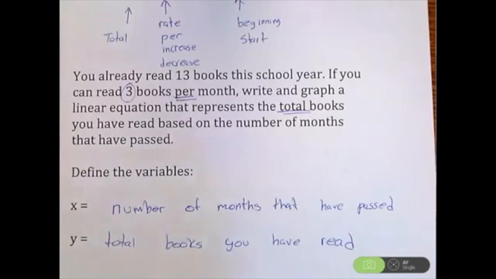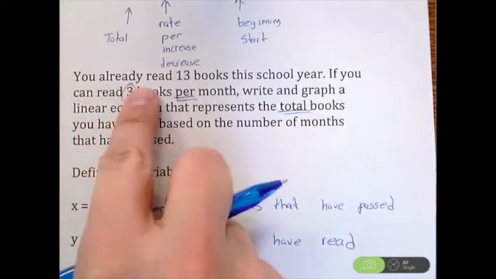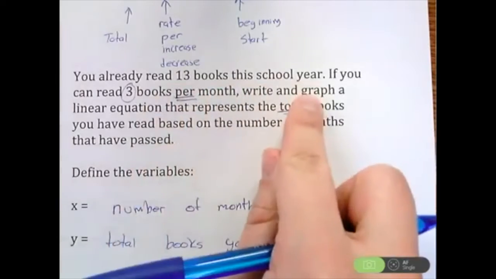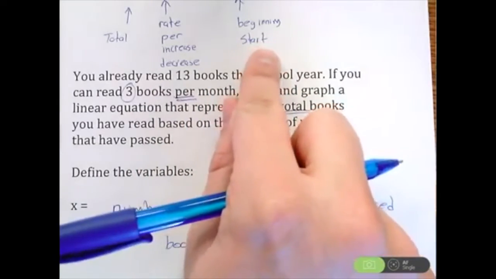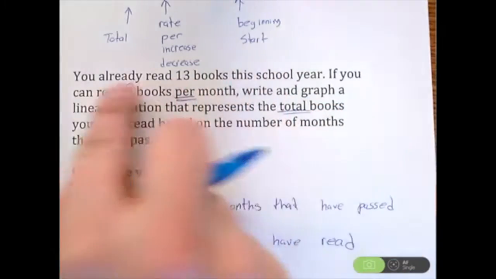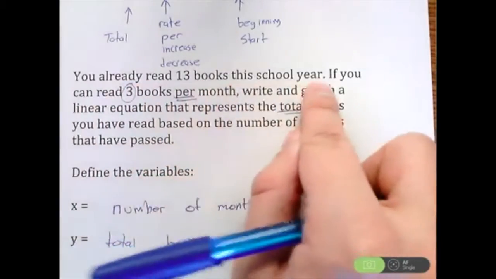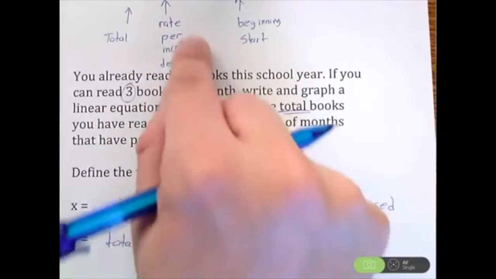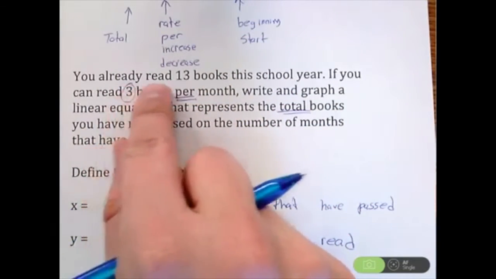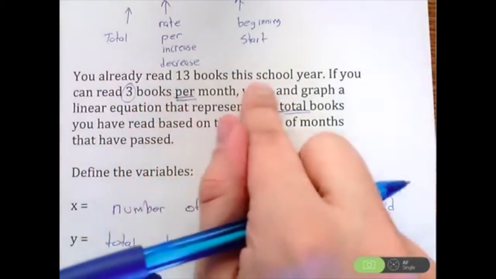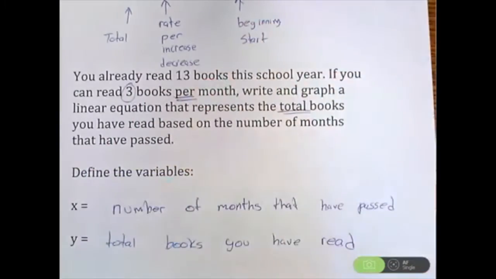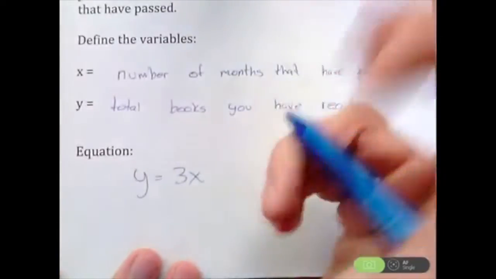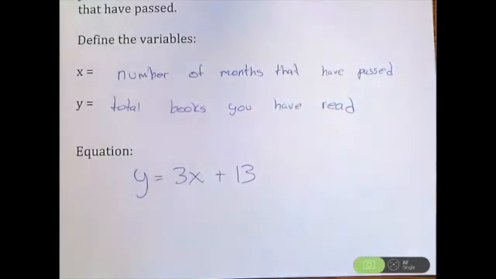Now, the way you can think of that is you already read 13 books this school year. So I'm starting with 13 books read. Sometimes the problem might not exactly say these words, but if you can rephrase it using some of these words, that may help too. So I've started by reading 13 books already this school year. So that 13 is going to be my y-intercept. So I have y equals 3x plus 13.